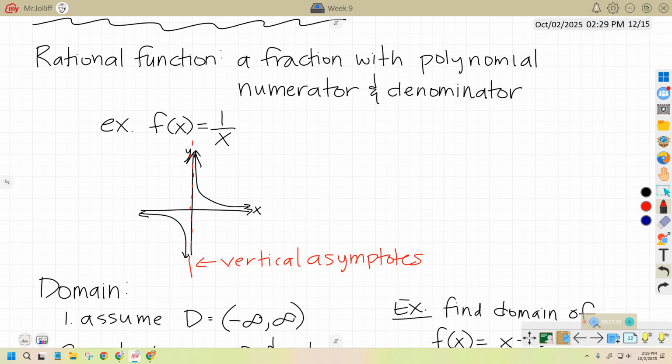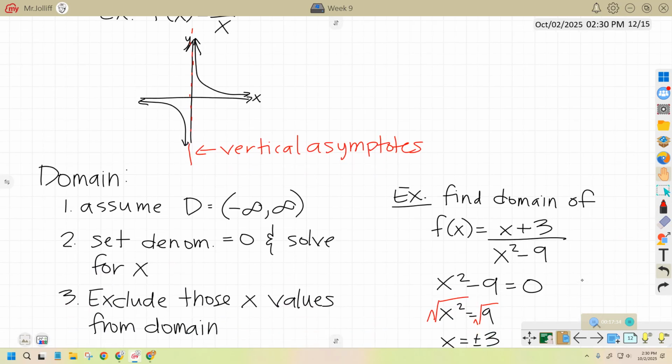So x cannot be 0. That's where we get a vertical asymptote. We're going to talk about how to find those, along with something that's related called a hole. And we're going to do that by looking at the two functions we just found the domain for. But before we do that, let's talk about the process of finding vertical asymptotes.